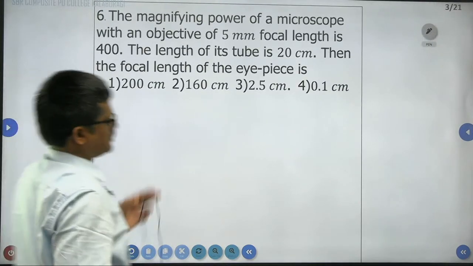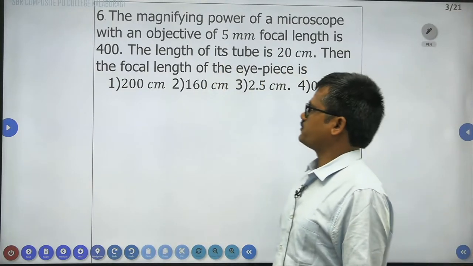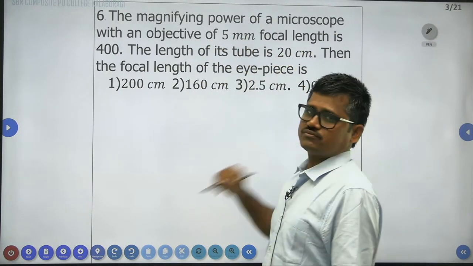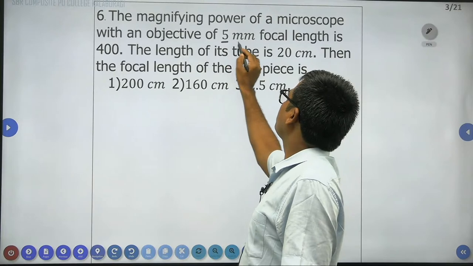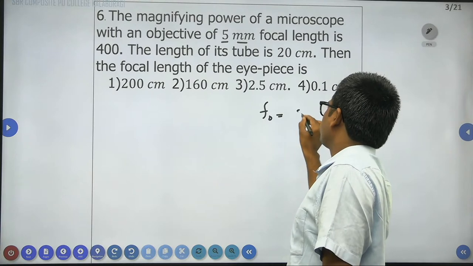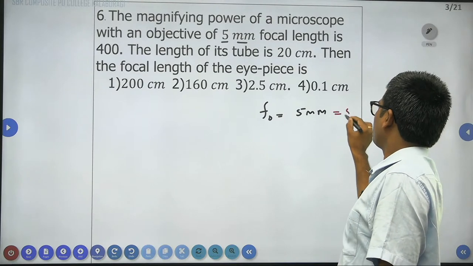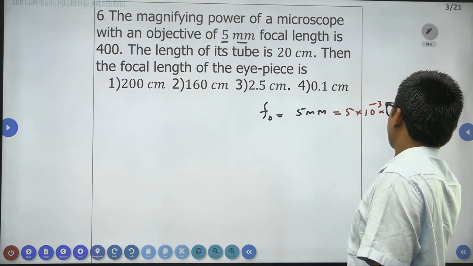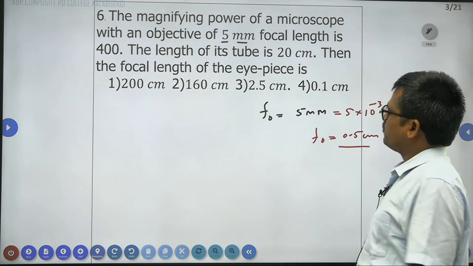Now see here, the third question. Sorry, in your main discussion paper, it will be the sixth one. See here. The magnifying power of a microscope with an objective of 5 millimeter focal length. What is the focal length of the objective given? The focal length of the objective given is 5 millimeter. Can I write it in centimeter? It will be 5 into 10 to the power minus 3 into what? The focal length of the objective is 0.5 centimeter.